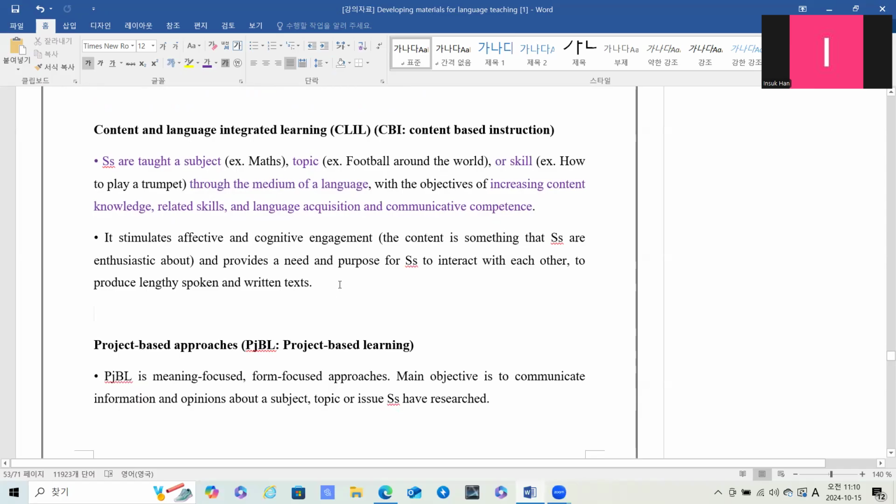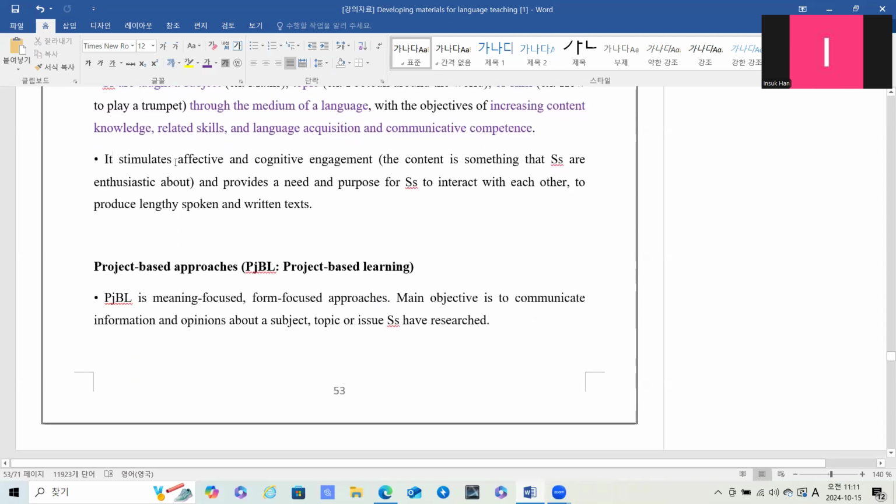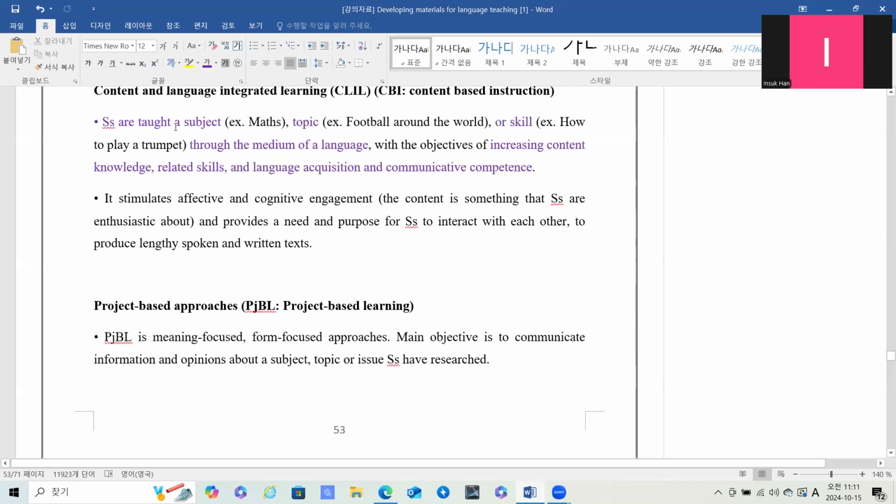But of course, when we teach lower level students in higher education, or in secondary or elementary school, the teacher's explicit explanation about the linguistic aspects is necessary. It can stimulate affective and cognitive engagement if the content, subject, or topic is especially related to the students' interest.